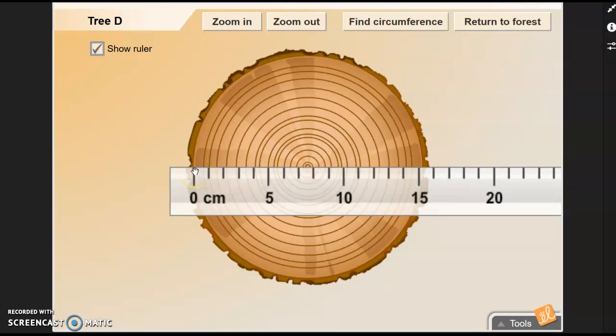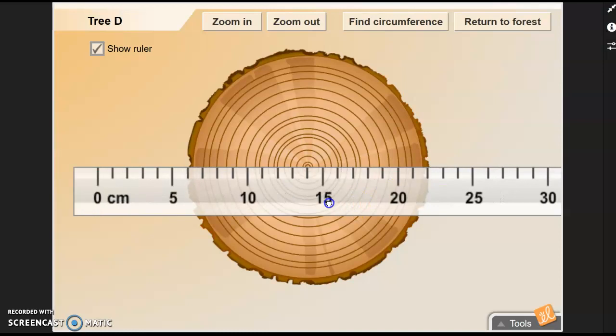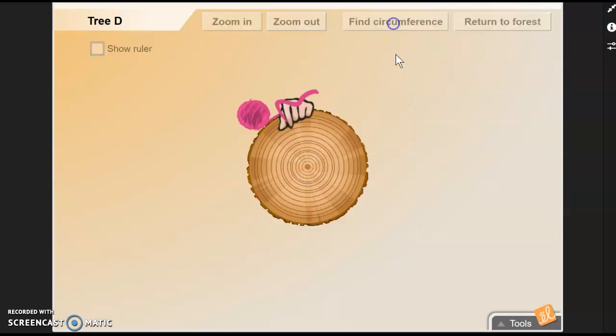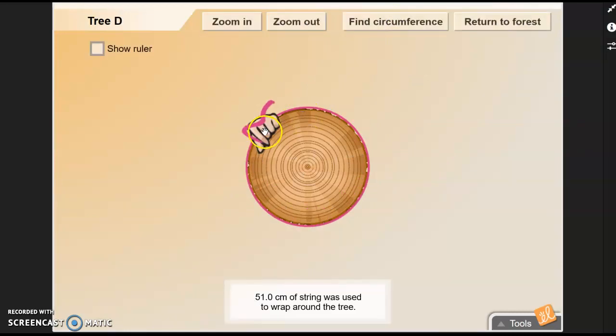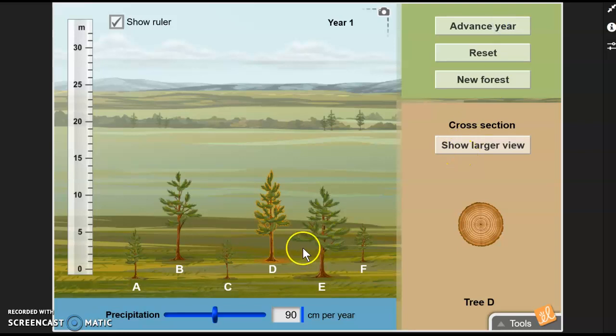So it is approximately a little over 15 centimeters at that particular point in time, if I was going to measure it. I can also measure the circumference of that tree. I love this little graphic where he's wrapping the string around there, and he says 51 centimeters of string was used to wrap around this tree. So we can measure the diameter of it across the trunk, and we can measure the circumference of it around this.